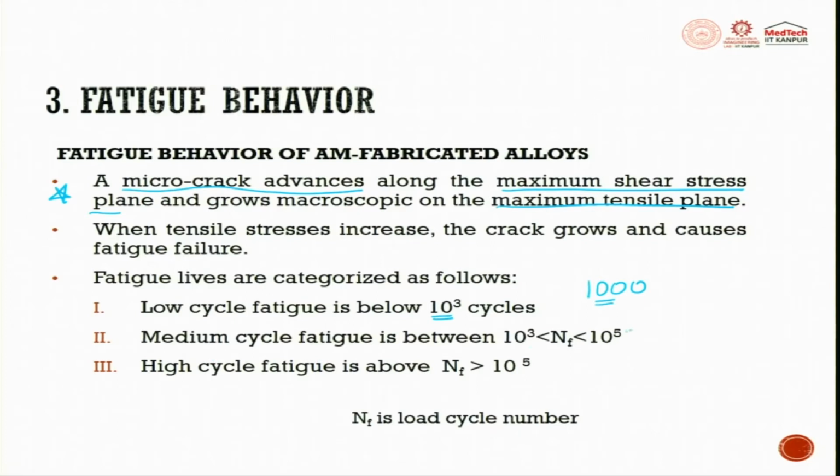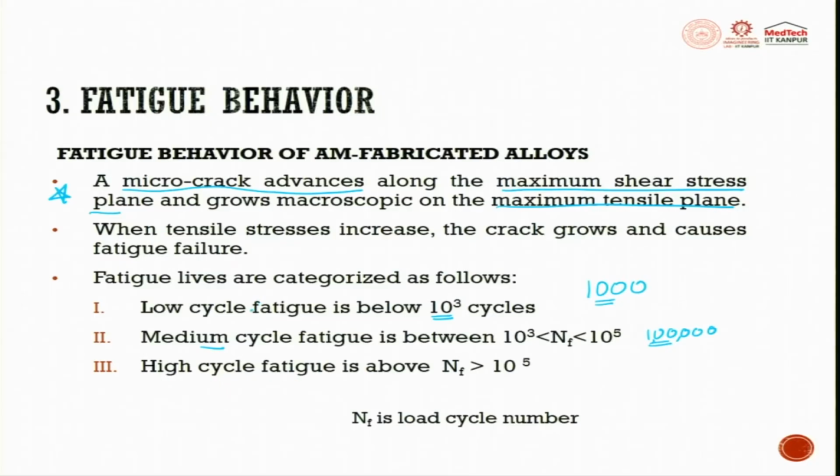Medium is somewhere between 1000 to 1 lakh cycles. Here we look at all the bearings which come under this category, medium cycle. So, bearings are at this 1 lakh cycles, and then low cycle is 1000. Then anything higher than 1 lakh cycles is called high cycle fatigue.